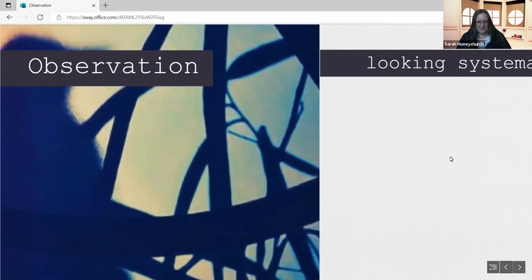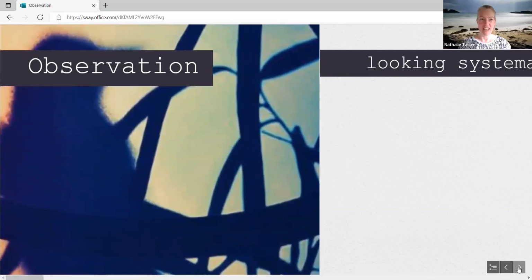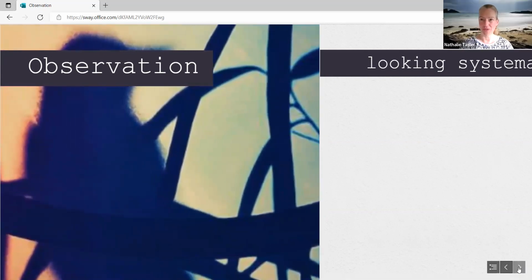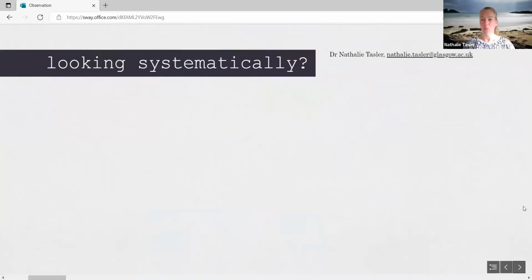Welcome today. I'm Nathalie Tasler, and we're talking about observations. And one way of thinking about observations is that these are a form of looking systematically. But there's much more to it, and today cannot cover all there is to it. But what I try to do is give you a bit of a scaffold, an overview of the different types of observations, the different ways of thinking about observation.